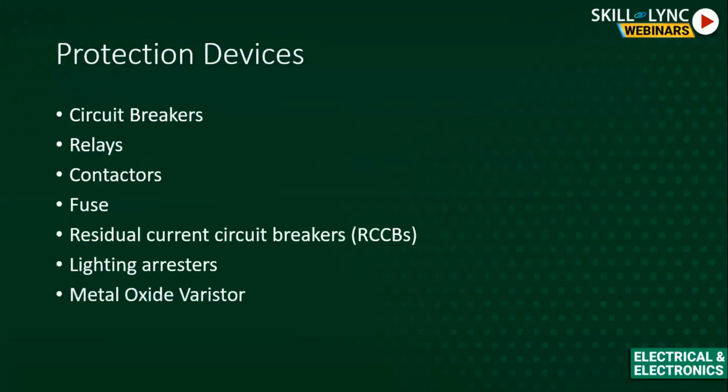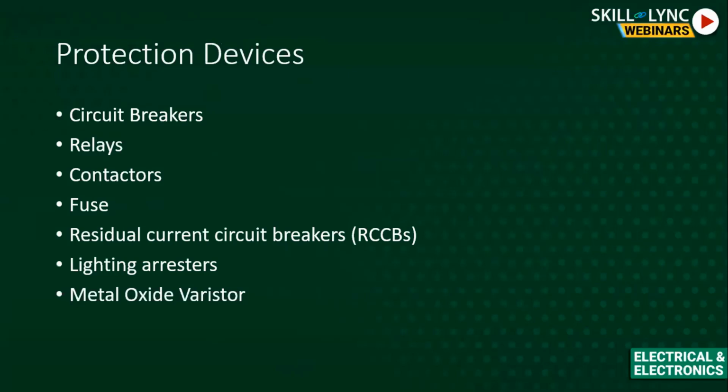Next, I will start with the various devices that are connected. The first is the circuit breaker. Most of us are aware of the very commonly used miniature circuit breaker and molded case circuit breaker. There are relays and contactors. Relays are the sensing devices and contactors are the switching devices.